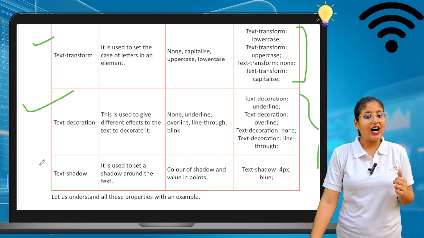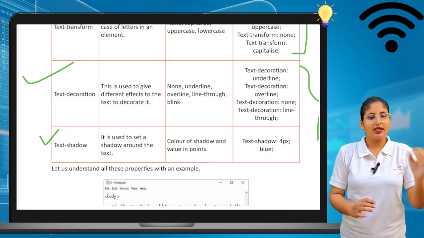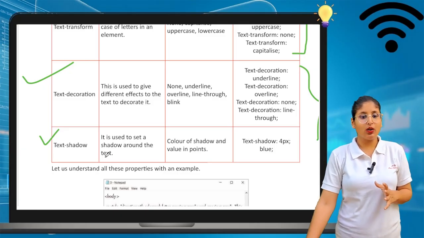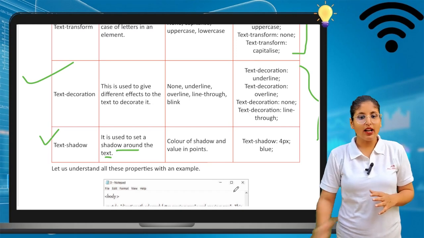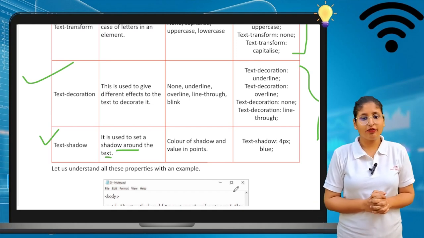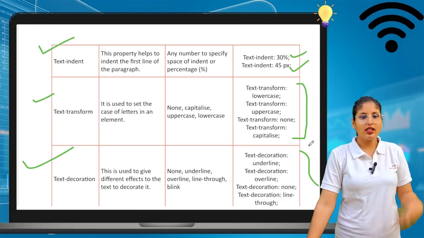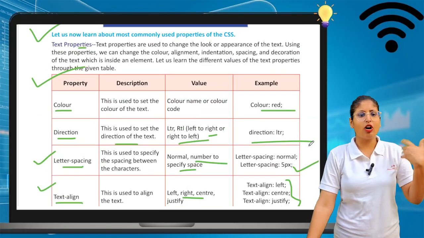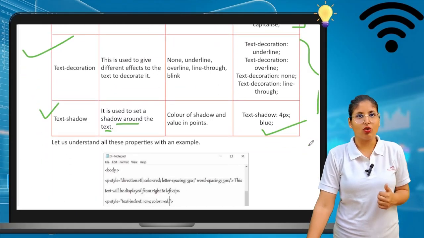Now text shadow also. I want shading on my text. It is used to set a shadow around the text. What does it do? It creates a shadow around my text. So there is the color of the shadow and the value point. Text shadow should be this one. So this is how the shadow, transform, letter spacing, word spacing, direction, and colors work on the principle.